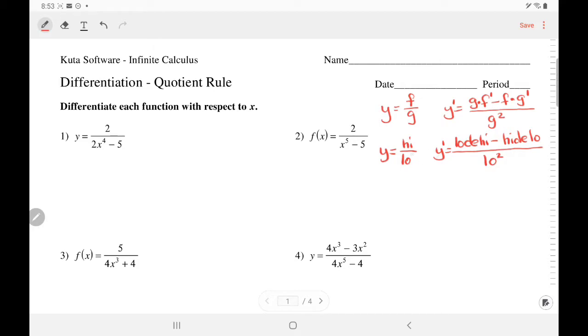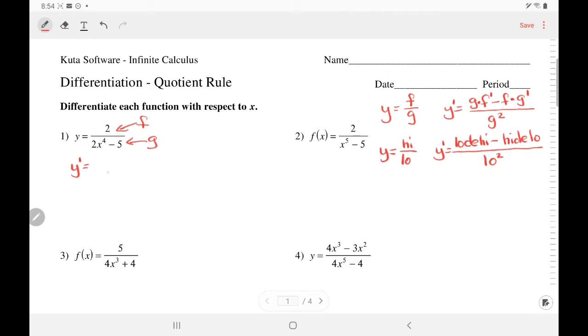So the derivative of that sounds like a yodel. The low times the derivative of the high, minus the high times the derivative of the low, over the low squared. So it sounds like low d high minus high d low. Let's try number 1. So 2 is the function f and the denominator is the function g.